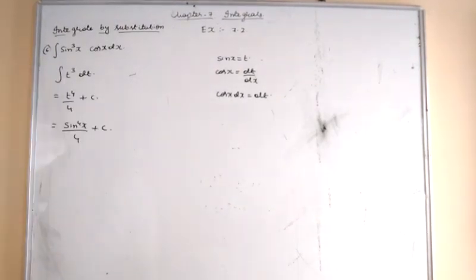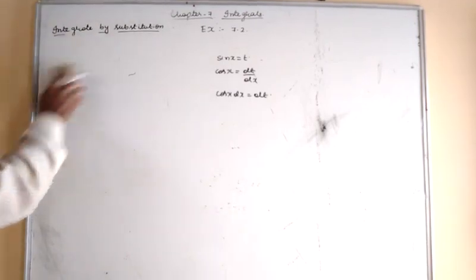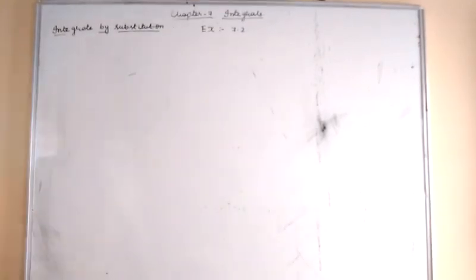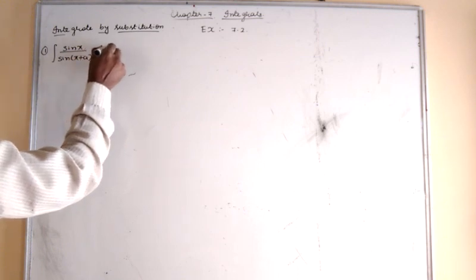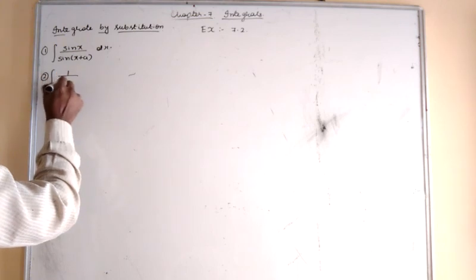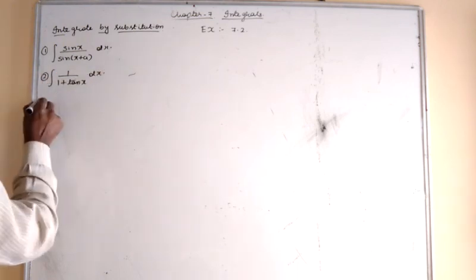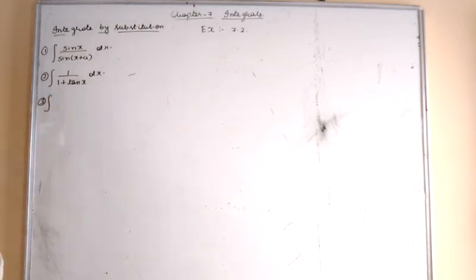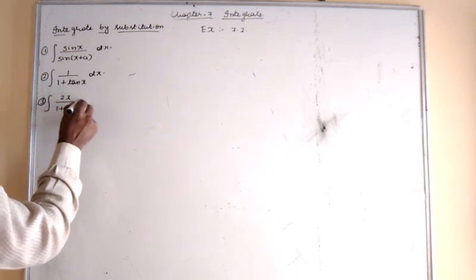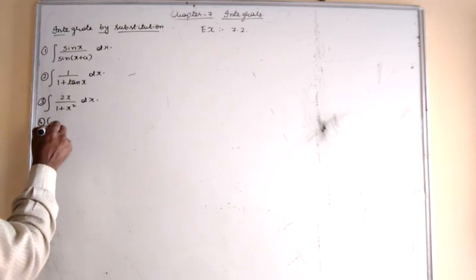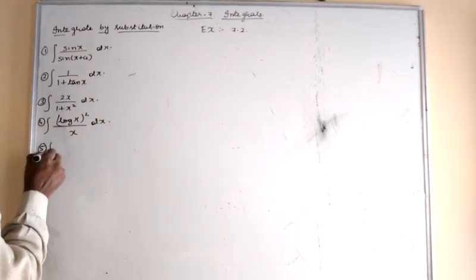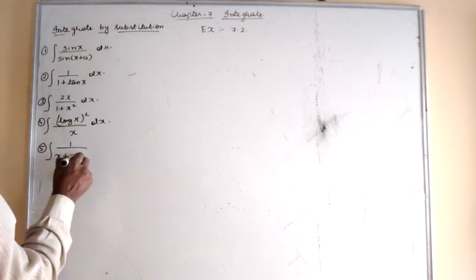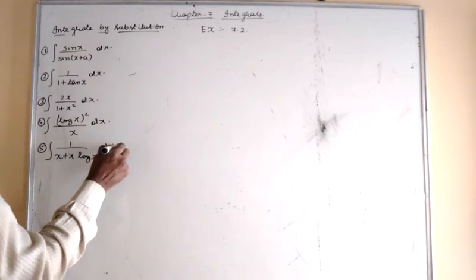Okay, take down the assignment questions. Integration of sin x by sine of x plus a dx; then 1 by 1 plus tan x dx; next, 2x by 1 plus x square dx; then the next one, log x whole square by x dx; then the fifth one, 1 by x plus x log x dx. So these are the 5 questions as an assignment.